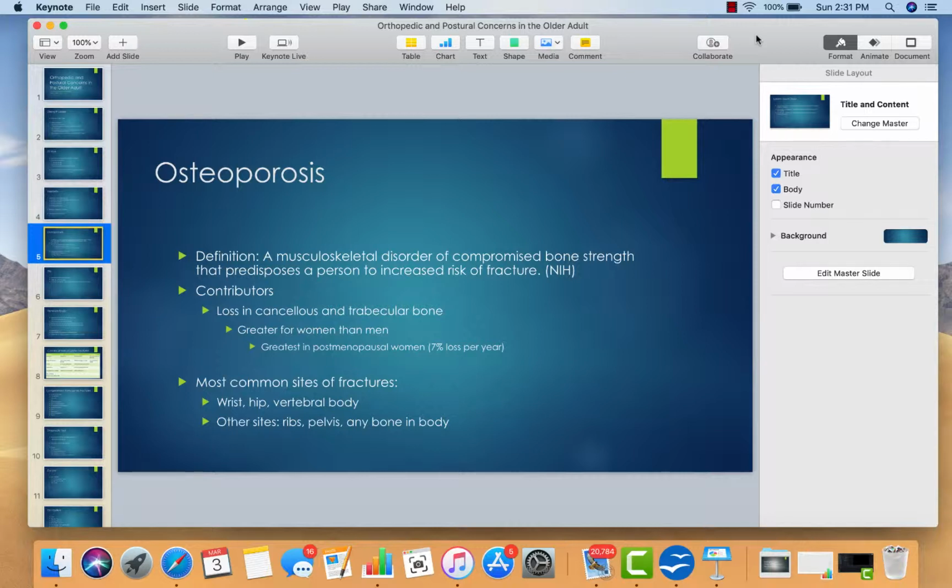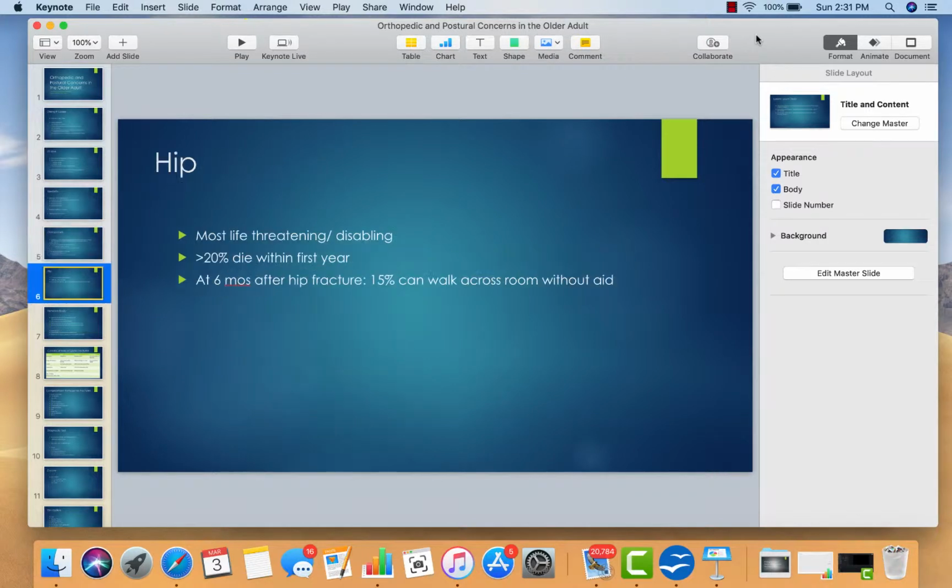And the most common sites of fracture are the wrist, the hip, and the vertebral body. And it's typically the anterior portion of the vertebral body. But other sites could be the ribs, the pelvis, and really any bone in the body.